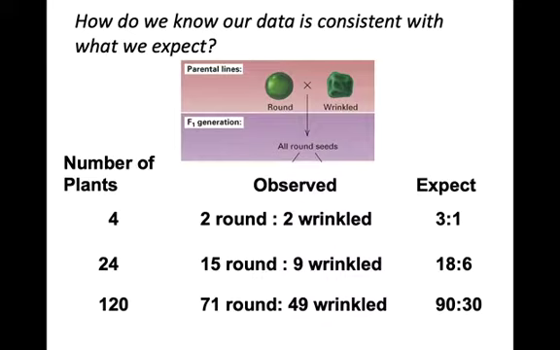And you could even jack it up. You can multiply the number of plants by 10, 1,200 plants. Suppose you had 710 round and 490 wrinkled. You'd expect 900 and 300. You might say to yourself, something's kind of going on weird. How do we measure this expectation and the deviation from expectation?